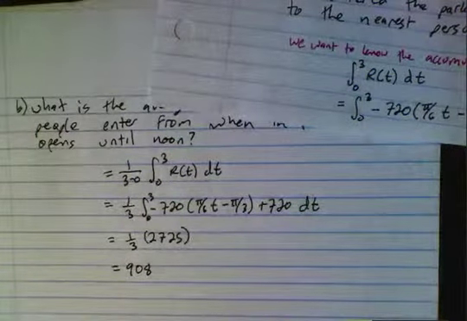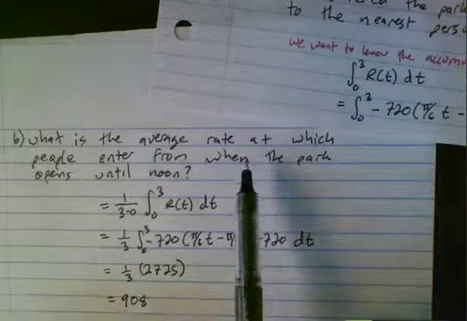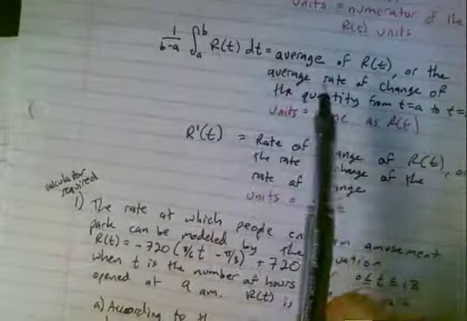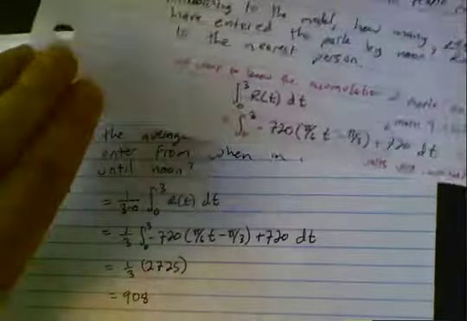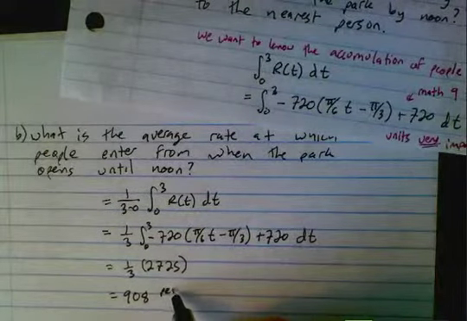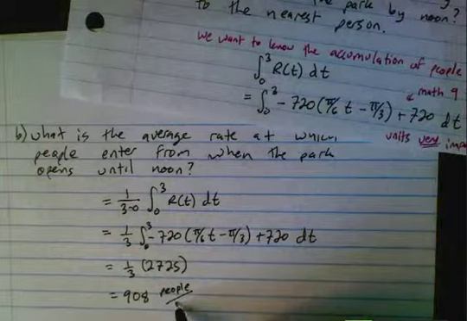Now let me be very careful with those units. Average rate at which people enter, so that means it's the same as my original R of T units. R of T was in people per hour, so that's 908 people per hour.